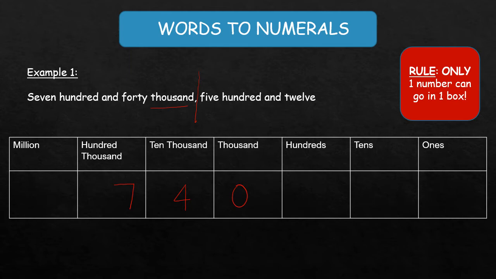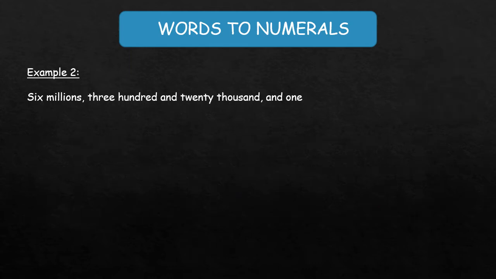Then we're going to be focusing on the next family, 512. So we're going to write down 5 in the 100 column and 12. Remember, only one number can go in one box. So 12. And there we go. The answer is 740,512.